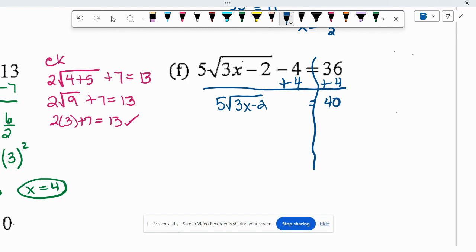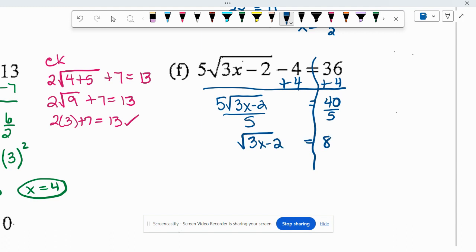Next step, Kane. How do you get rid of that 5 out front? It's no different than the 2 out front before. We just keep doing the same thing over. You guys aren't paying attention. Divide by 5. Thank you, Luke. So the square root of 3x minus 2 equals 8.